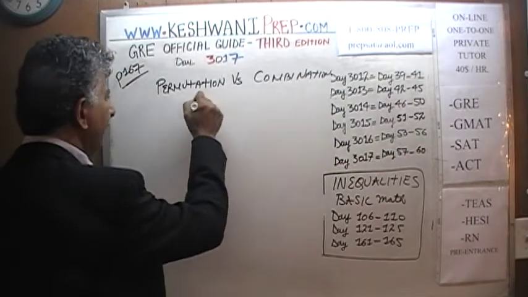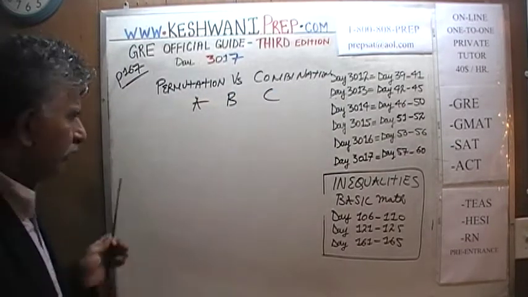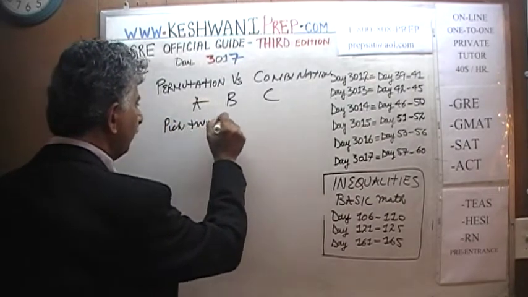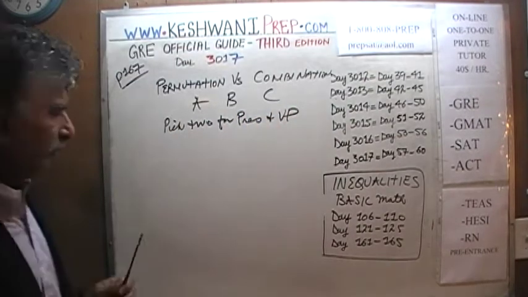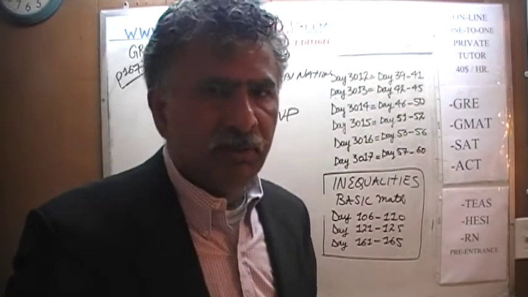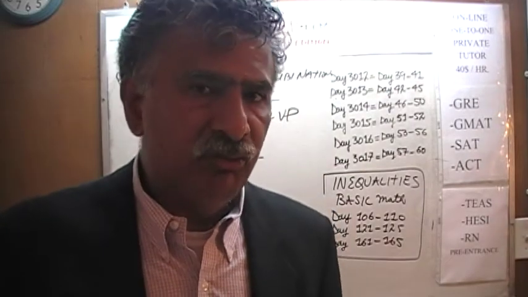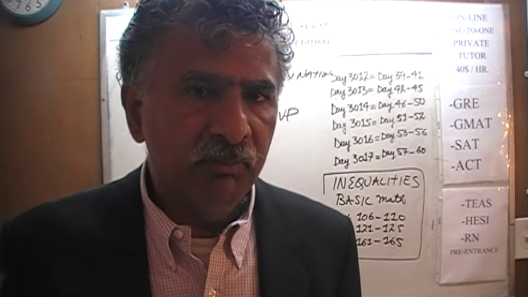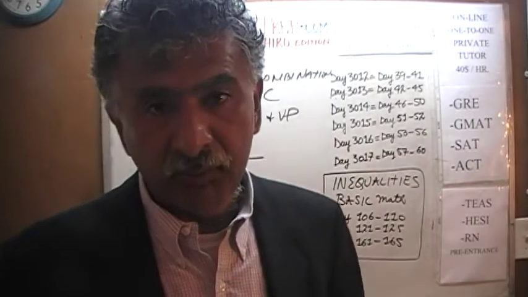We have three people, A, B, and C. Stay with me in the story, okay? And we want to pick two for president and vice president. We have two positions open, there are three candidates, and they all want to be either president or vice president. It is your job to make a decision as to which one of these three people is going to be president and who is going to be vice president. And since there are only two positions open, we're not going to pick a third person.